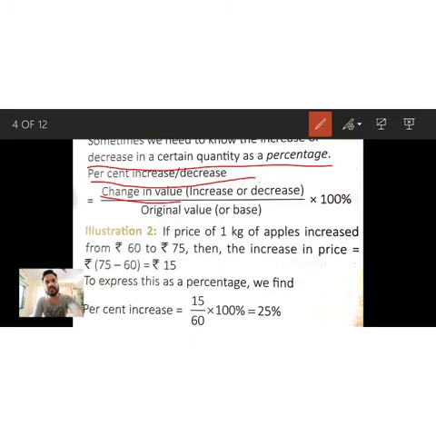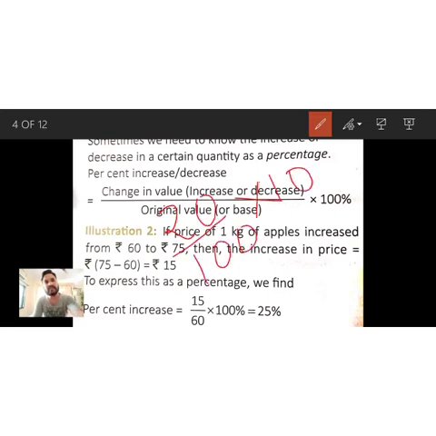Suppose the original value is 100. After 1 month, its price is 120, so it's an increase in the value. So what do we have to do? Change in value: how much change is there? 20 rupees change. We have to do 20 upon original value, that is 100, multiplied by 100 percentage. So 100 cut. How much percentage did the value increase? 20 percentage. 20 percentage value is increased.